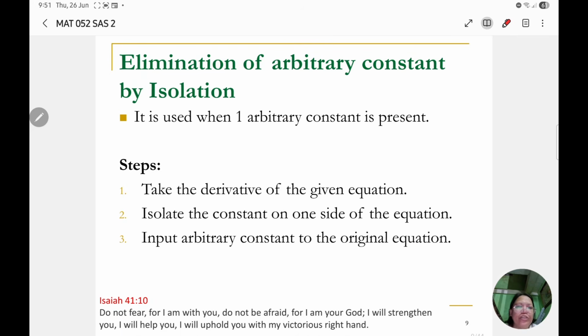Elimination of arbitrary constants by isolation is used when only one arbitrary constant is present. So what are the steps? First, you have to take the derivative of the given equation. Next, isolate the arbitrary constant on one side of the equation. Third, input the arbitrary constant into the original equation. So let's apply this one.